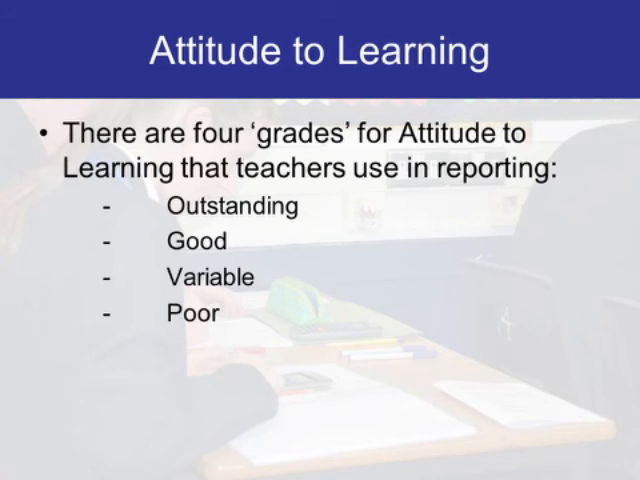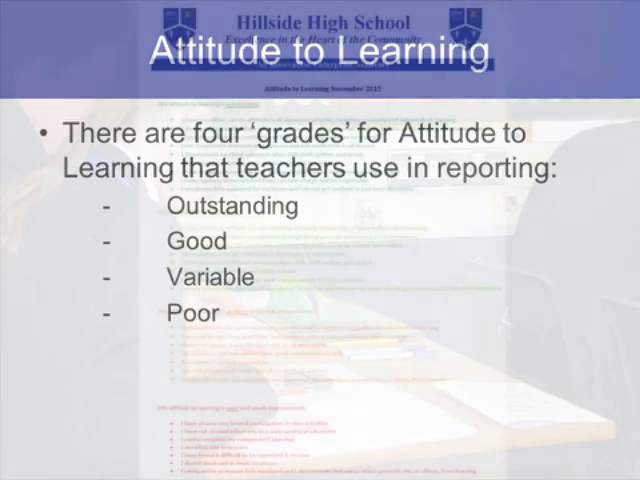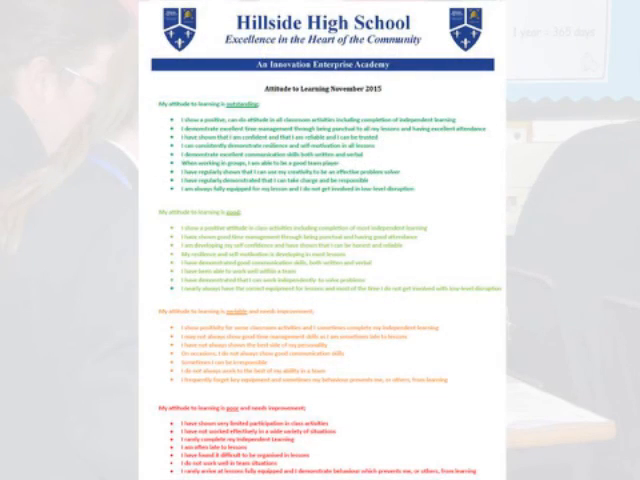We obviously assess attitude for learning, as I showed you earlier in the report, and you'll find there are 4 grades for attitude for learning that teachers will use: outstanding, good, variable and poor. Students are fully aware of what they need to do to achieve these grades, and this slide shows you the sorts of behaviours we expect from students that are considered when students and teachers are deciding upon their final grade for reporting.